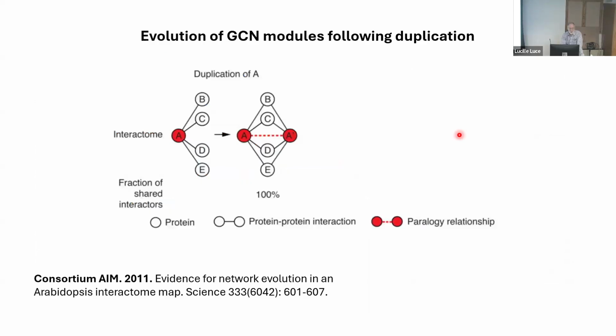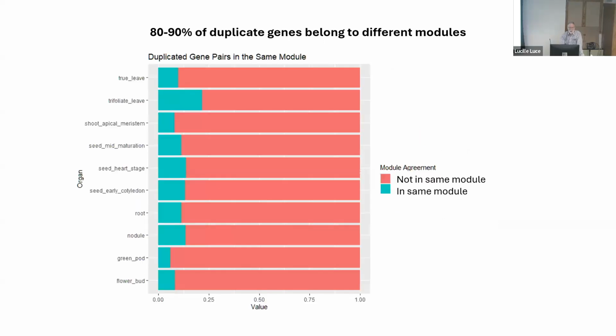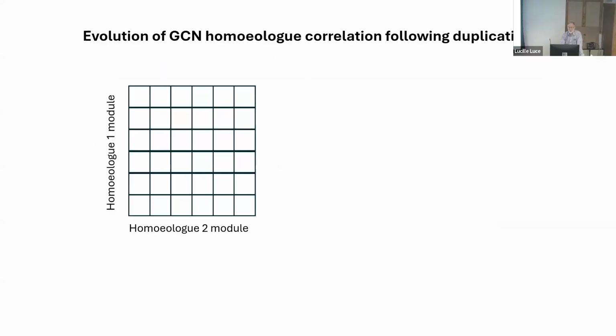So what we're saying here is, and this is from the Arabidopsis interactome paper some years back, initially, following duplication, all the interactions of a gene that was single copy are maintained by both copies. So again, this is the idea kind of that I mentioned before, or location of function. But over time, we have interaction rewiring, and these two genes can now belong to different networks. Okay, so what we found was that 80 to 90% of duplicate genes in this data set belong to different modules. So a massive amount of rewiring has gone on across the board. So extensive functional differentiation of duplicate copies.